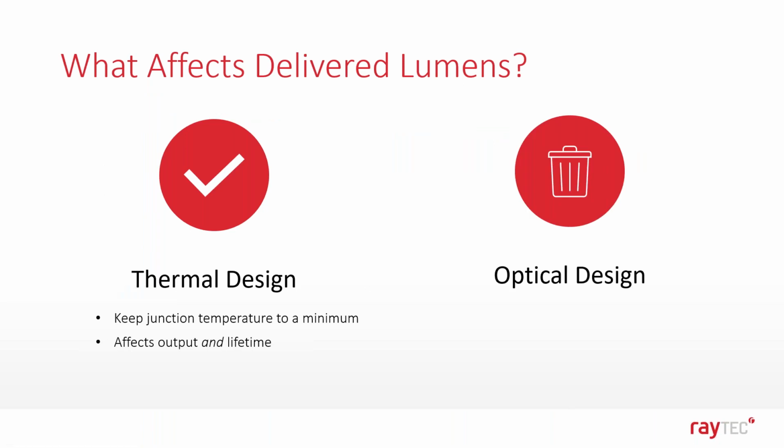But by far and away, the biggest effect on delivered lumens is optical design. Once your light leaves the LED, it then usually needs to pass through at least one more layer of material, whether that's the outer glass of the luminaire or a plastic diffuser. The better the quality of the materials used, the higher the transmission and the more delivered lumens you get.